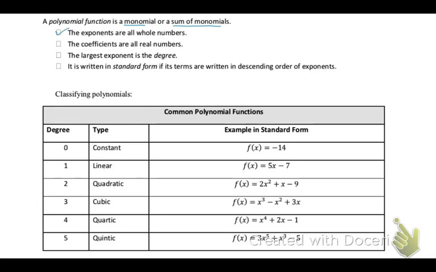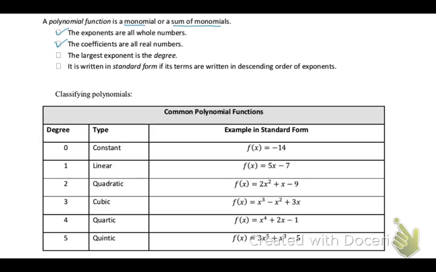And remember that whole numbers are 0 and counting numbers, like 1, 2, 3, 4. And then the second criteria is that the coefficients are all real numbers. So those are the multiplying term numbers in front of our exponent terms. And then two other criteria, not criteria, just characteristics of a polynomial.